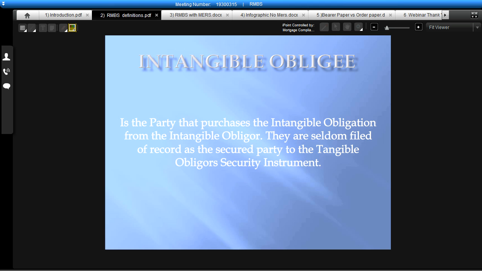Now, they're seldom filed of record as to being the secured party to the tangible obligor security instrument. And the reason is many times the only thing that was purchased was the intangible payment obligation. And it was an unsecured obligation. It was not recorded into public. Had it been recorded into public, along with the proper sale, transfer, and delivery of the negotiable instrument, then they might have had a chance at securing this intangible obligation they had bought.